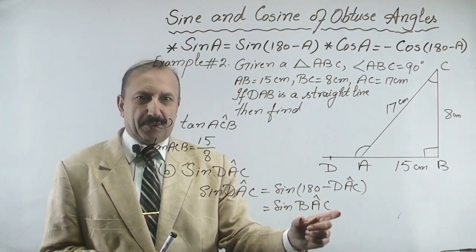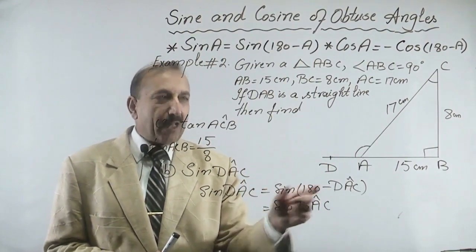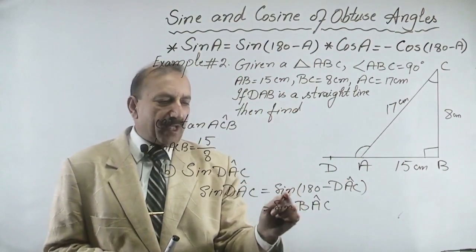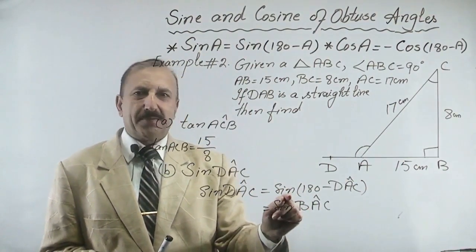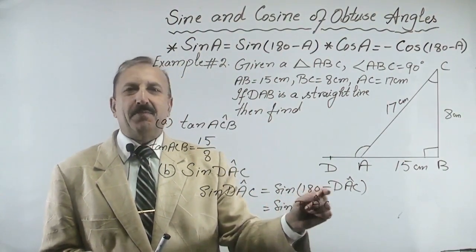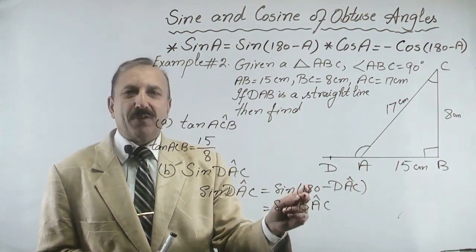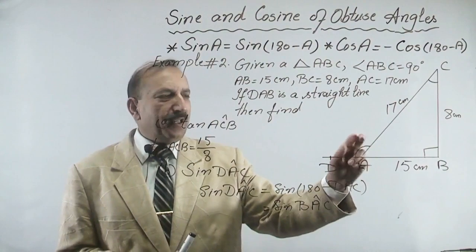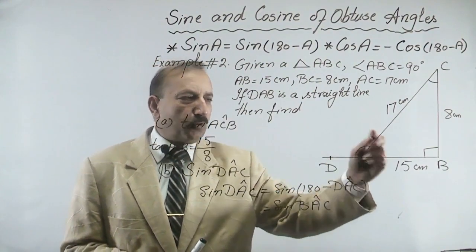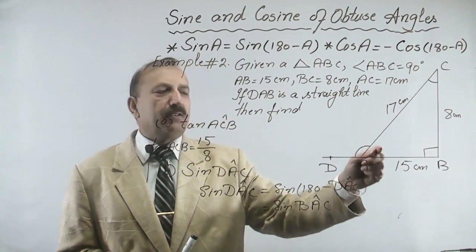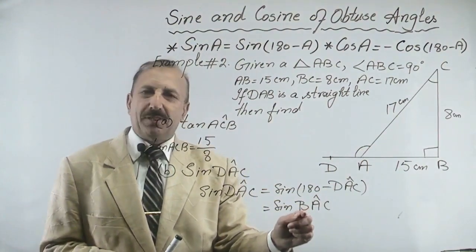This was an obtuse angle, and this formula helps us to convert this obtuse angle DAC into the form of an acute angle. With the help of this conclusion, the sine of DAC can be written as sine of 180 minus DAC. And when we subtract this angle from this total angle 180, we will get this acute angle, that is BAC.